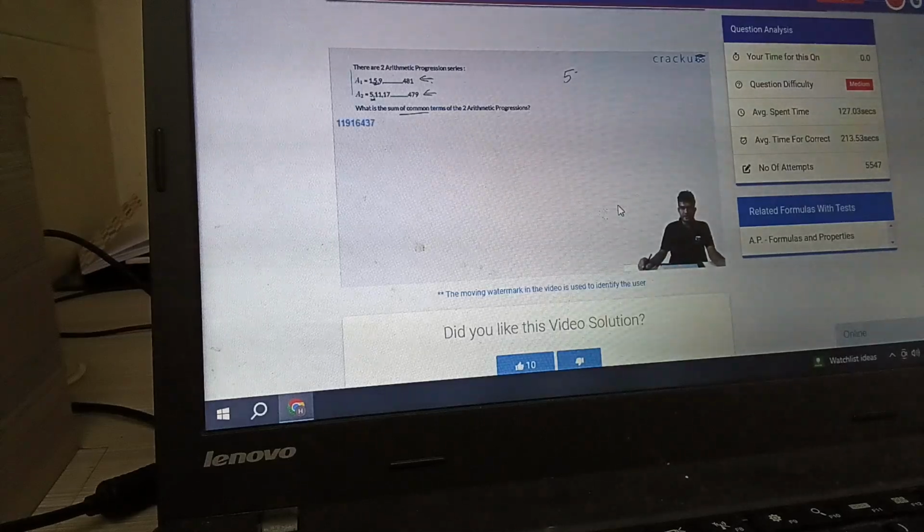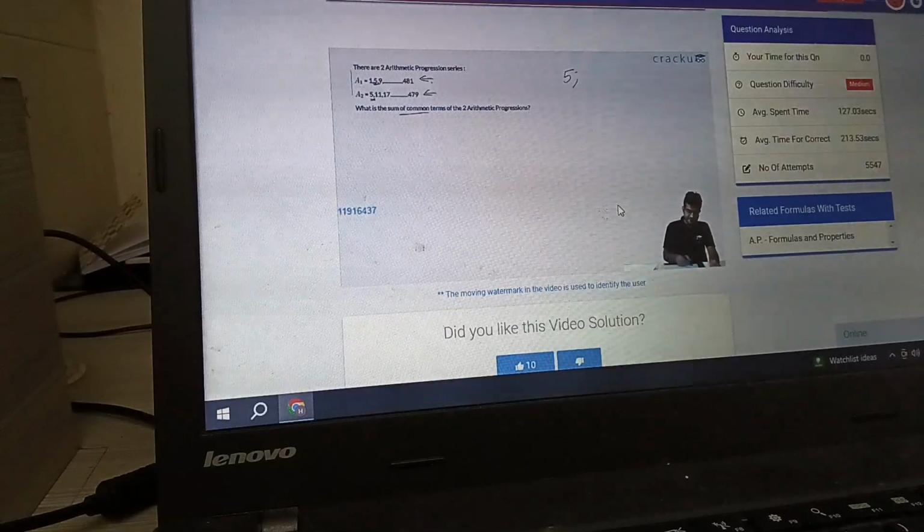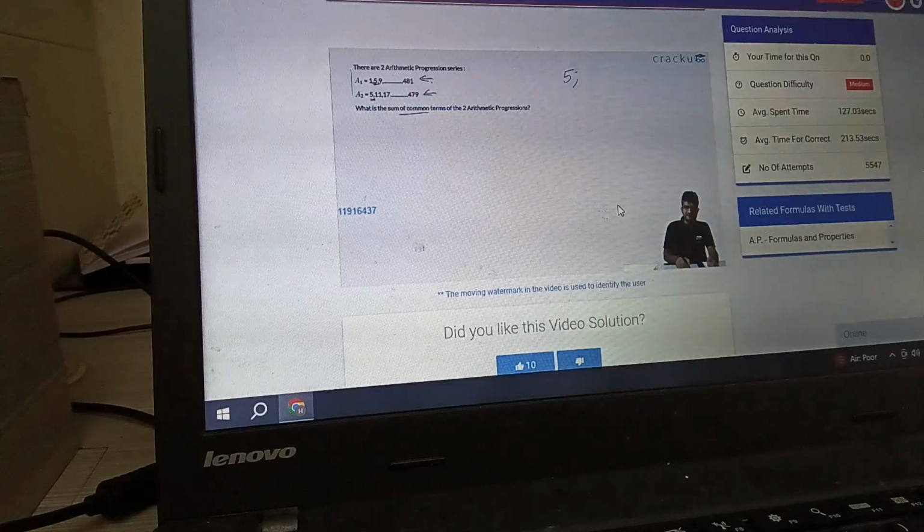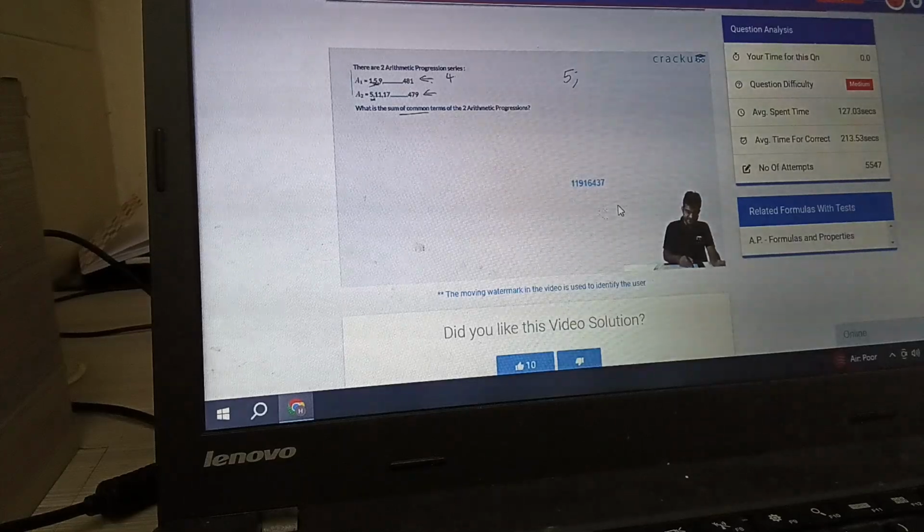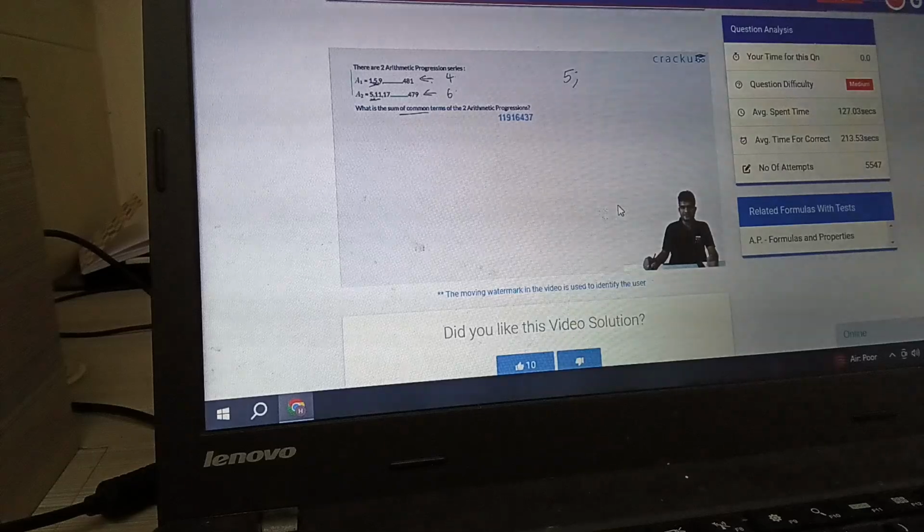So if you are noting down all the common terms between these two progressions, the first common term will also be equal to 5. What will the second term be? For that we have to find the common difference of the first arithmetic progression. The common difference is 5 minus 1, which is equal to 4. Similarly 9 minus 5 is also equal to 4 and so on. And in the second arithmetic progression, what is the common difference? It is 11 minus 5, which is equal to 6, which will also be equal to 17 minus 11 and so on.